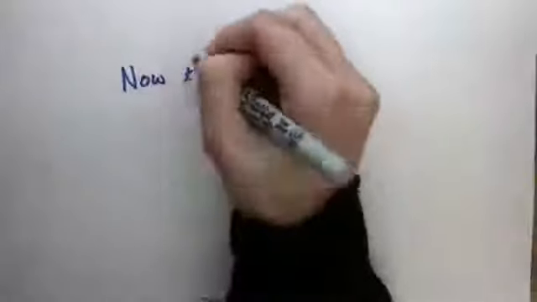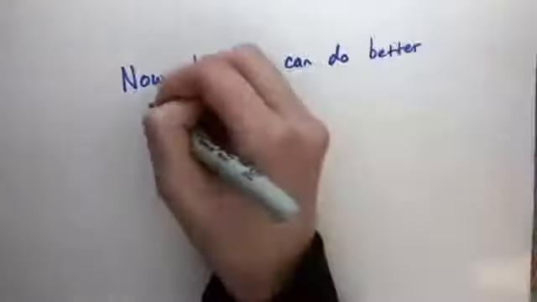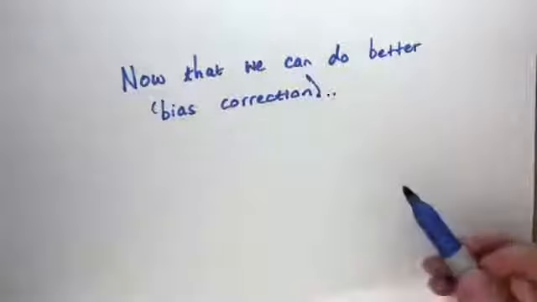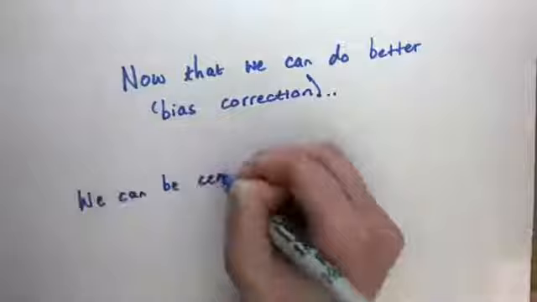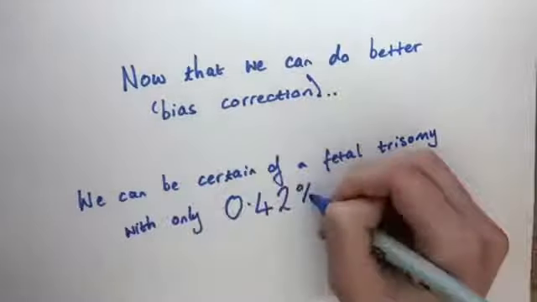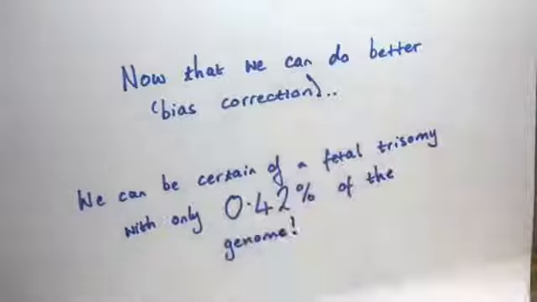Now that we're better at doing this kind of thing, called bias correction, we can be certain of fetal trisomy with only 0.42% of the genome. This was found out in a 2014 study. So in conclusion, this is a massively powerful tool for detection of trisomies.